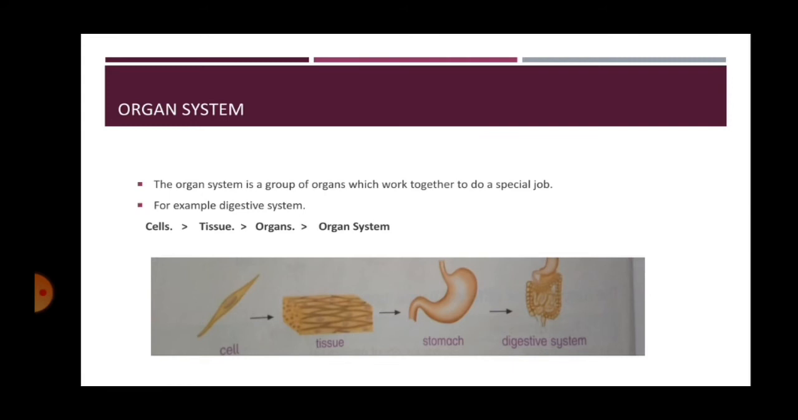For example, in a human body there are 11 organ systems working. A few of them are the nervous system, respiratory system, digestive system, circulatory system and excretory system.